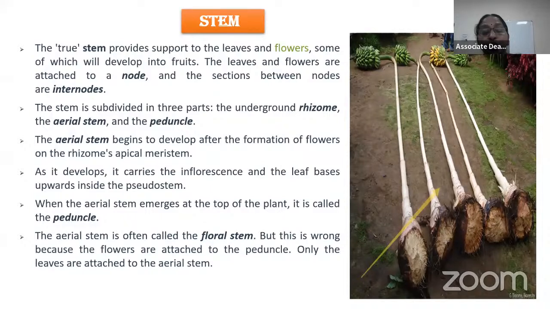fruit bearing stalk. And the aerial stem is often called the floral stem also, but it is a wrong notion. The flowers are attached to the peduncle, not to the aerial stem. Only the leaves are attached to the aerial stem, but if you observe it externally, it appears like that, but it's not true.